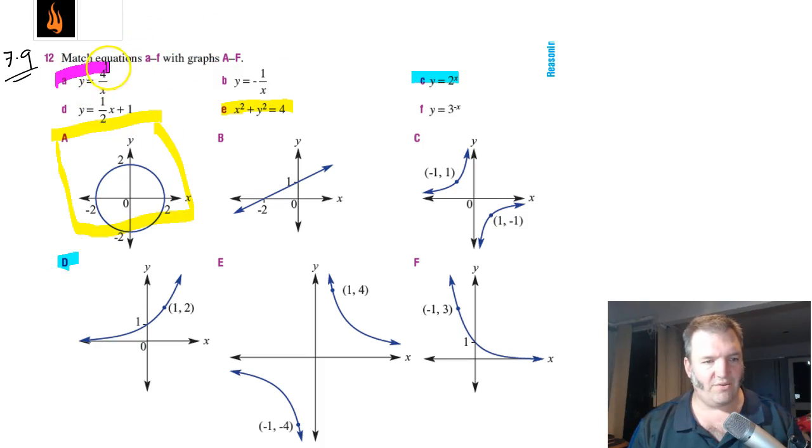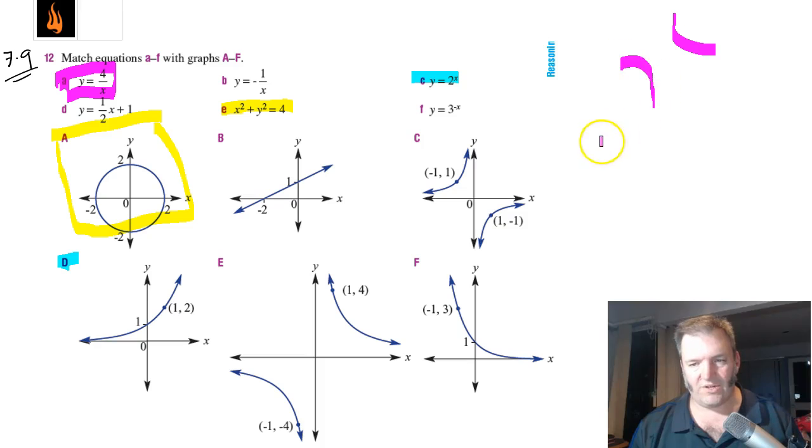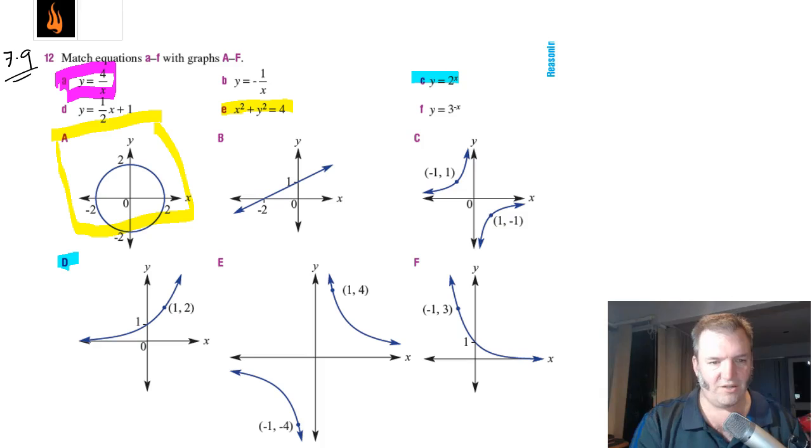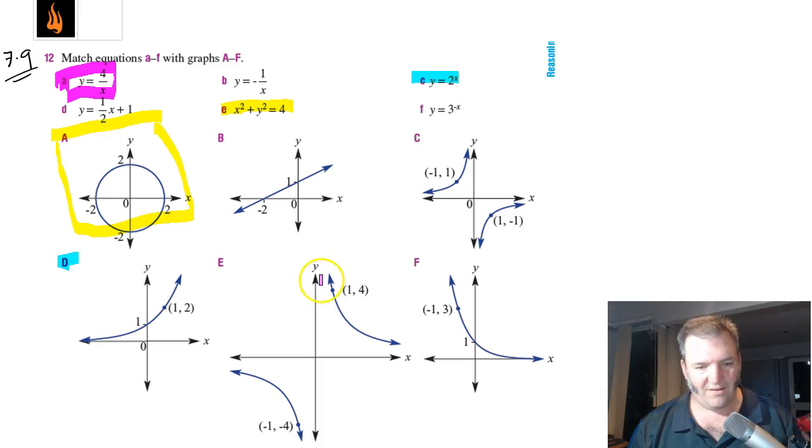Let's go with y equals 4 divided by x. This is just a rectangular hyperbola in that sort of shape. It hasn't shifted up or down, so the asymptotes are going to be the axes. Looks like that's got asymptotes that are the axes. Hasn't been reflected or anything. And you can even check the point when x equals 1, y would equal 4, so that's correct.